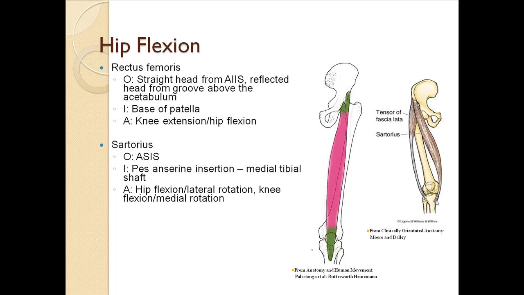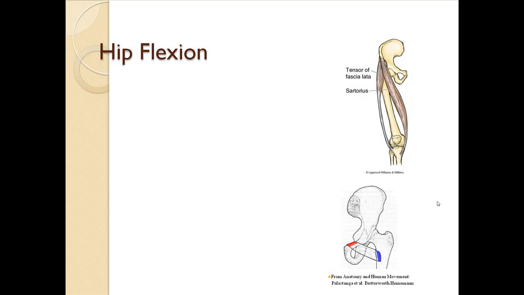This area here is known as the pes anserine insertion. And the pes anserine insertion is separated from the tibia again by the pes anserine bursa. Both of these muscles take a nerve supply from the femoral nerve L2, 3 and 4.